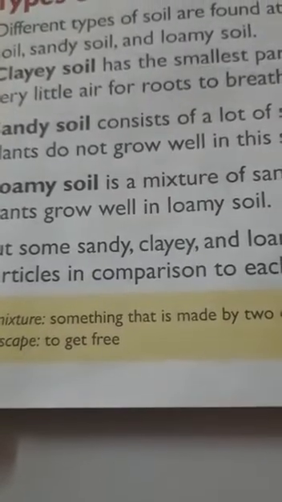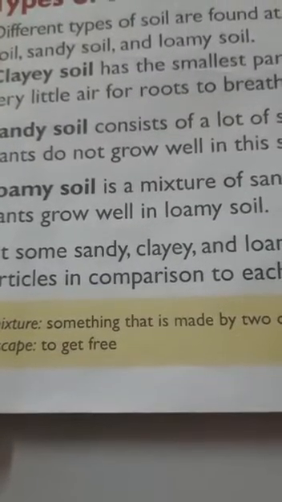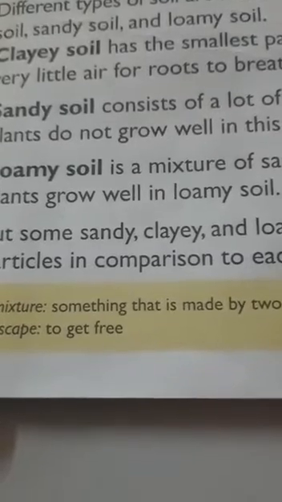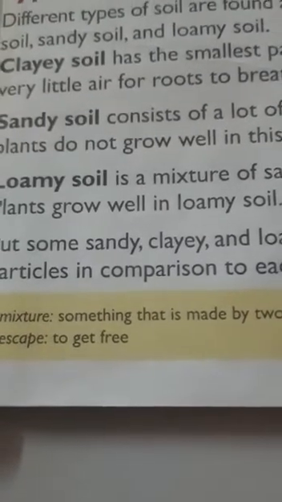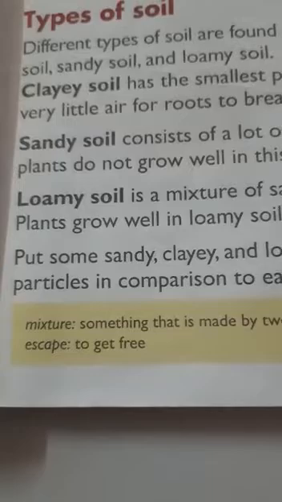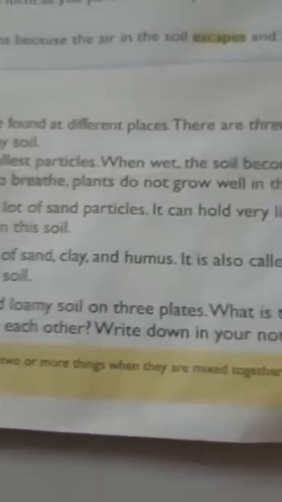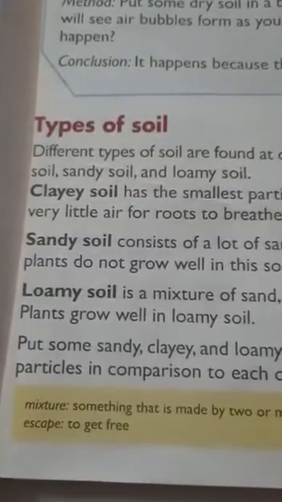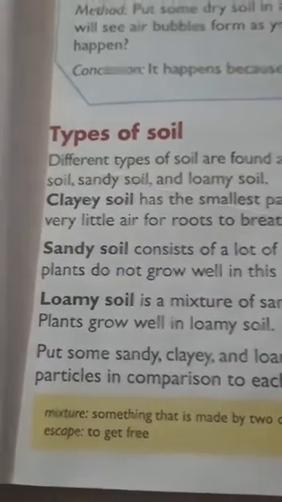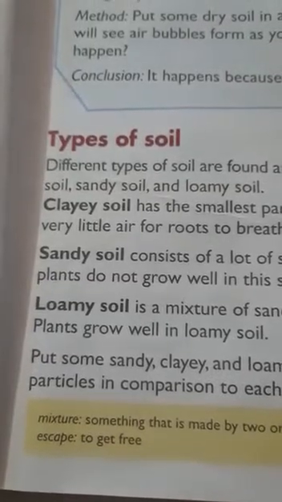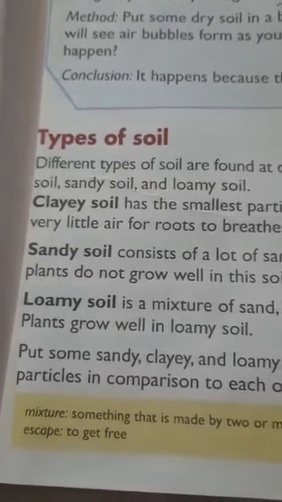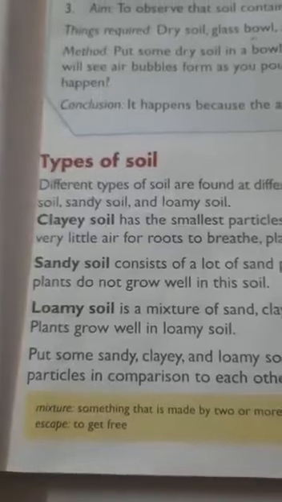It consists of a lot of sand particles. It can hold very little water. That is why plants do not grow well in this soil also. Next is loamy soil. It is a mixture of sand, clay and humus. It is also called loam and garden soil. So plants grow very well in this loamy soil, where the soil is a mixture of sand, clay and humus. So this soil is suitable for growing plants.